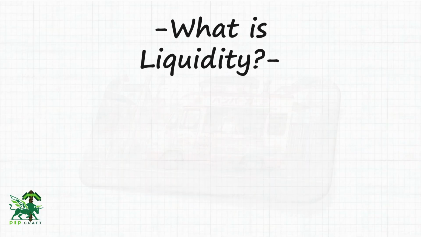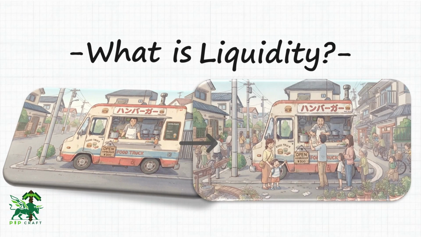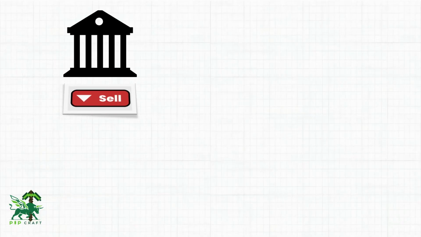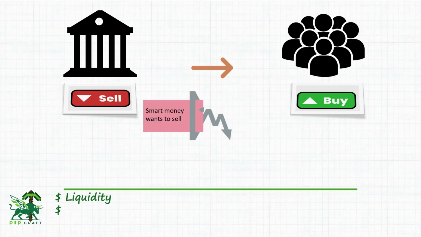So, what is liquidity? Imagine you have a food truck with a lot of burgers to sell, but you're parked in the middle of nowhere. You wouldn't be able to sell many burgers in that location. To sell them, you'd need to move to a busy spot where hungry buyers are waiting. That busy spot is your liquidity area. In financial markets, it's the same idea. If smart money wants to sell an asset, they need a large number of buyers in the market. So the price is first drawn to liquidity areas, and after sweeping those areas, it makes the major moves.